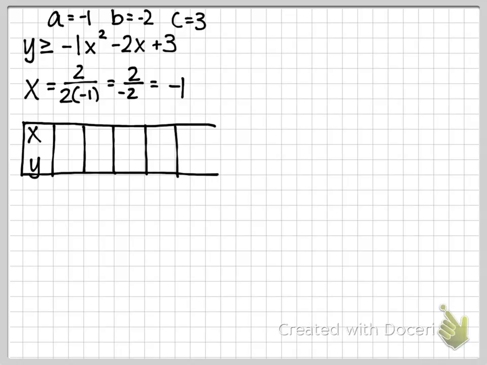Wait, wasn't the other one a positive one? No, negative. So we have negative 1, negative 2, negative 3, 0, and 1. This is where I go to my calculator, and I type in negative 1 alpha x squared minus 2 alpha x plus 3. Press equals, and equals again. My start value is negative 3, my end value is 1, and my step is always 1. The numbers I get are 0, 3, 4, 3, 0.